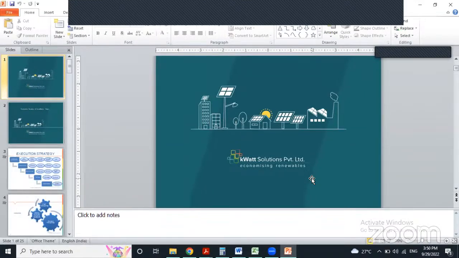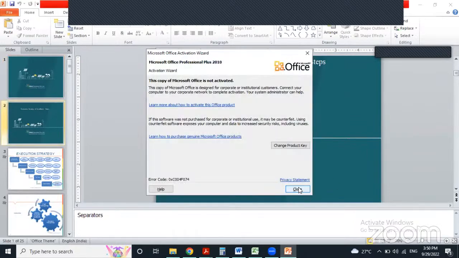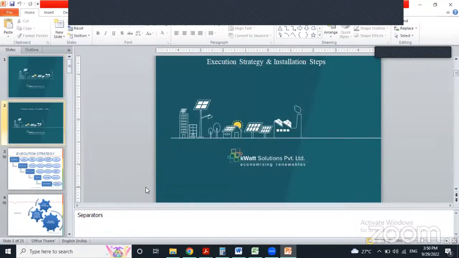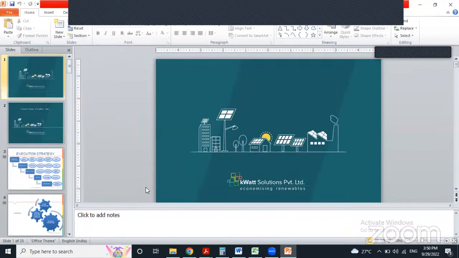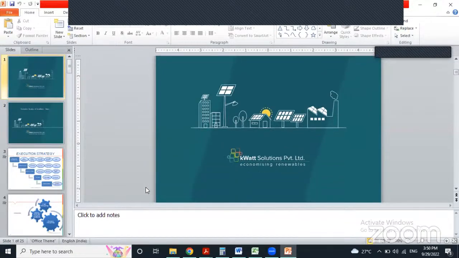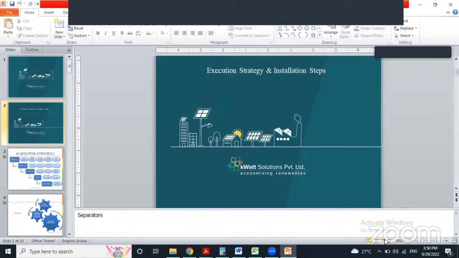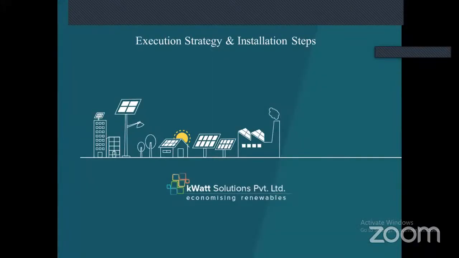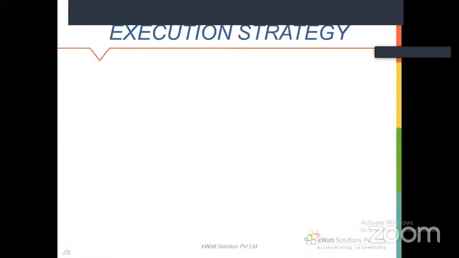This is the final topic that we have. Once you have determined a 230 kilowatt solar power plant or a 5.7 megawatt solar power plant, what are the execution steps that you need to carry out while installing? So, execution strategy and installation steps. First is design and engineering. The estimation we did is a small part of the engineering in design.